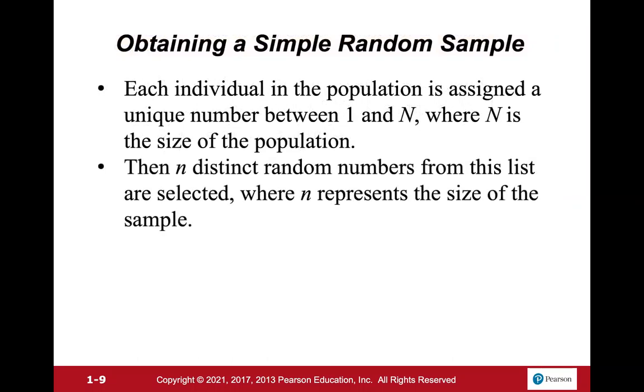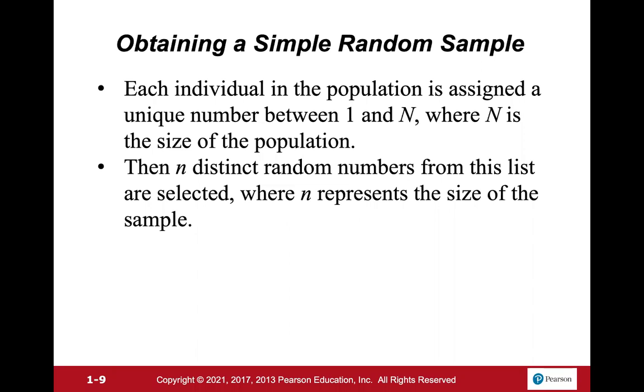And there we go. So now, obtaining a simple random sample. Each individual in the population is assigned a unique number between 1 and N, capital N meaning the size of the population. Then n distinct random numbers from the list are selected, where n represents the size of the sample.